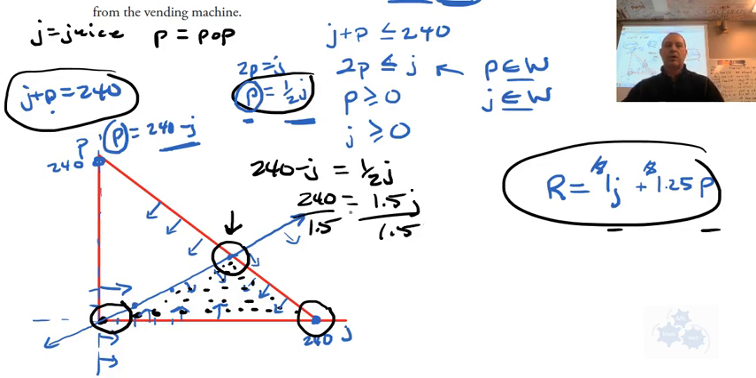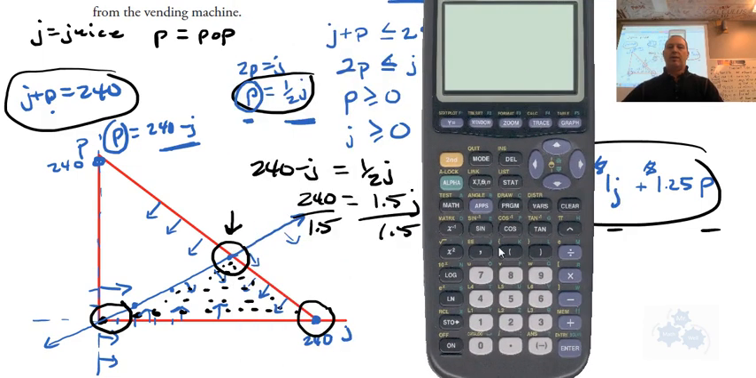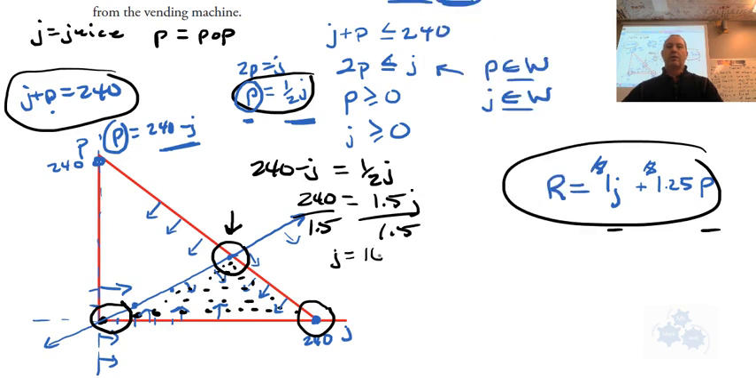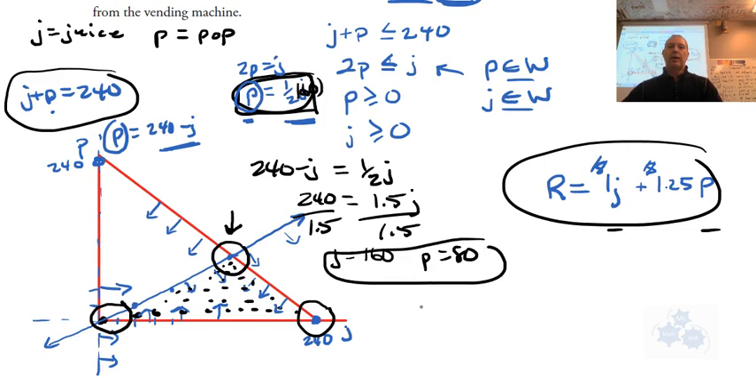And what do you get? What's 240 divided by 1.5? Or 240 times 2 over 3. Okay, so I'll just show you here. 240 divided by 1.5 gives you 160. So J would have to equal 160. If J is 160, you go back to either one of these original equations and you plug 160 in here. So 1/2 of 160 is going to be 80. That's going to be your point. So it's going to be 160, 80. That's going to be this intersection point.